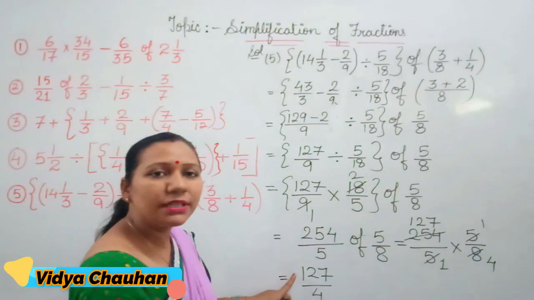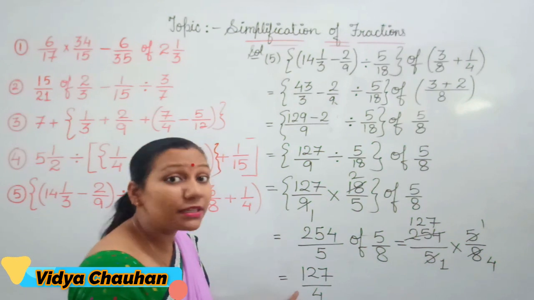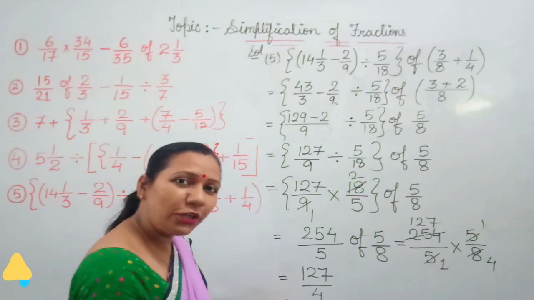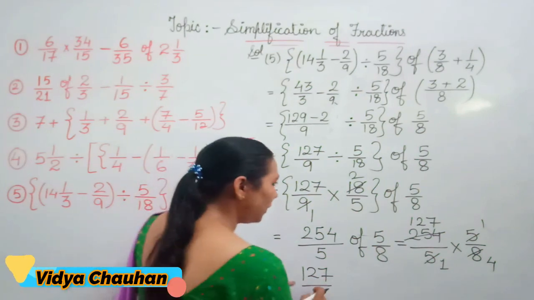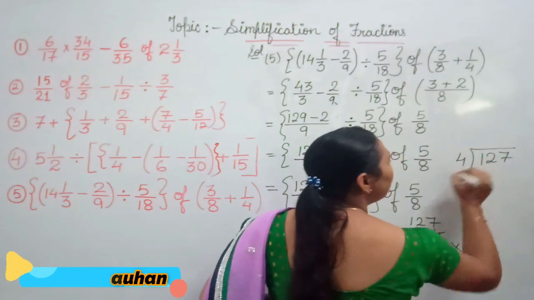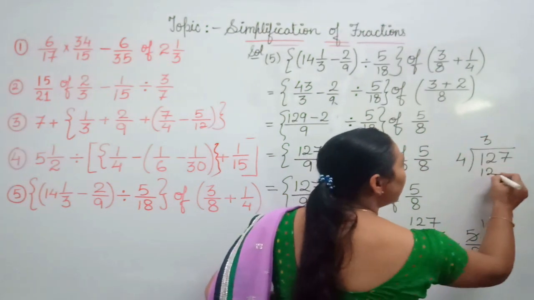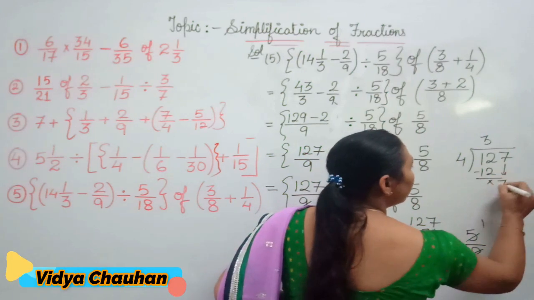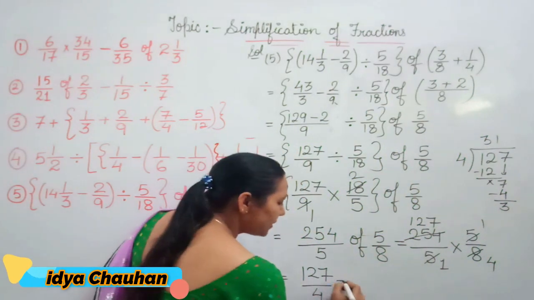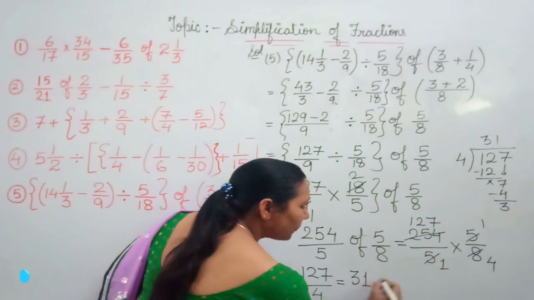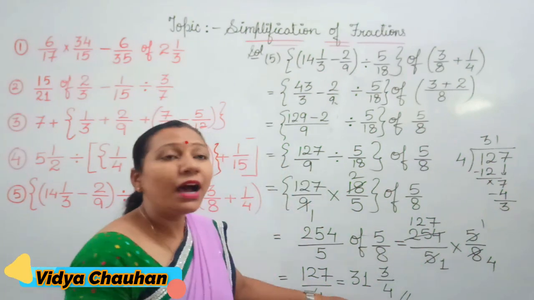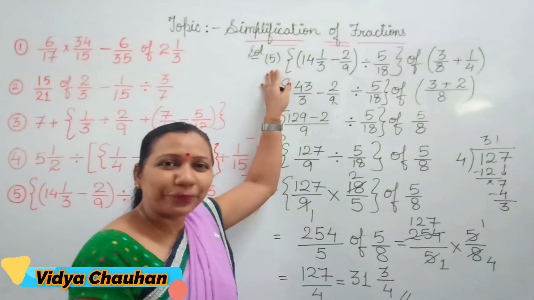Now children, as you can see 127 upon 4 is our answer, but it is an improper fraction. So what we have to do, we have to convert it into a mixed fraction. So converting this into a mixed fraction, for that we will divide 127 by 4. 4 3s are 12. 7 come down, 4 one time is 4. So it is 3. What is the answer? 31 whole 3 upon 4. So this is our final answer after solving this last question.